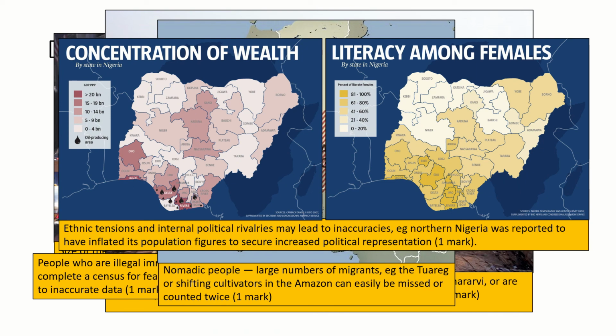And right at the end here, there are regional differences within countries. For example, you might have ethnic tension or internal political rivalries that lead to inaccuracies. Northern Nigeria is a good example, as there are claims that their population figures for the northern half of the country have been inflated to secure better political access.